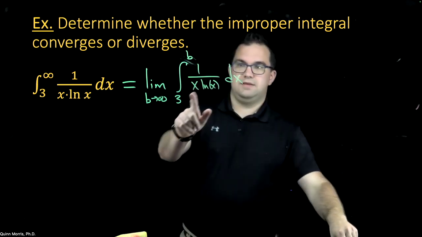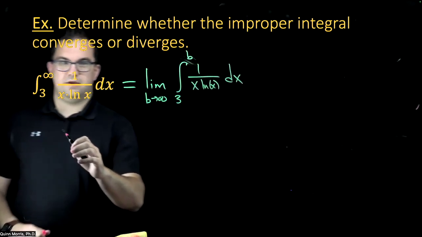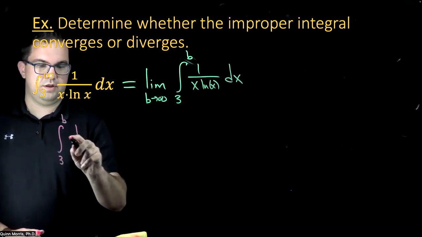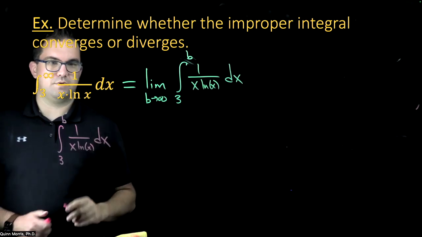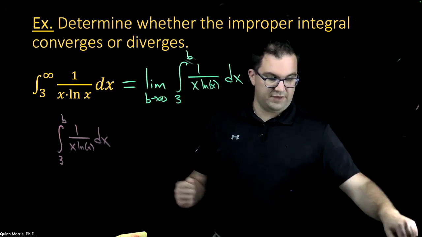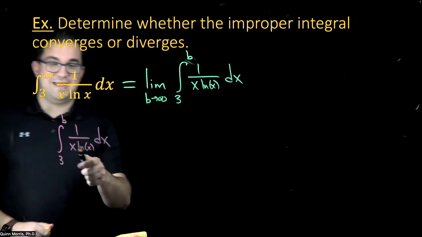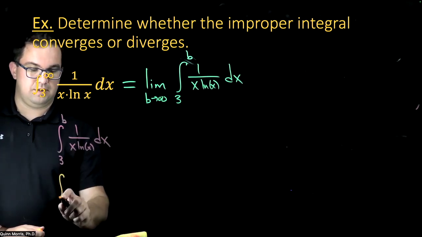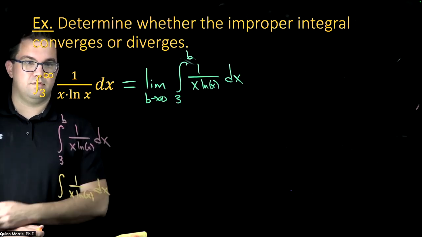Well, now I need to first make sense of this integral. So I'm going to come down here and say, okay, I would really like to know what the integral from 3 to b of 1 over x natural log of x is. Now I know that I can use the fundamental theorem of calculus here, but I may want to break this down even further and say the first thing I'm going to need is an antiderivative of 1 over x natural log of x. So I may need to know first this antiderivative.